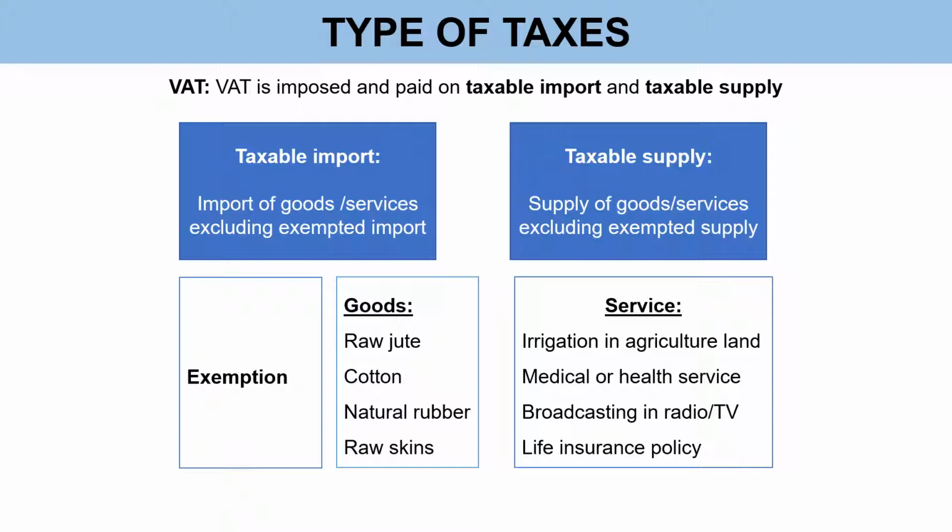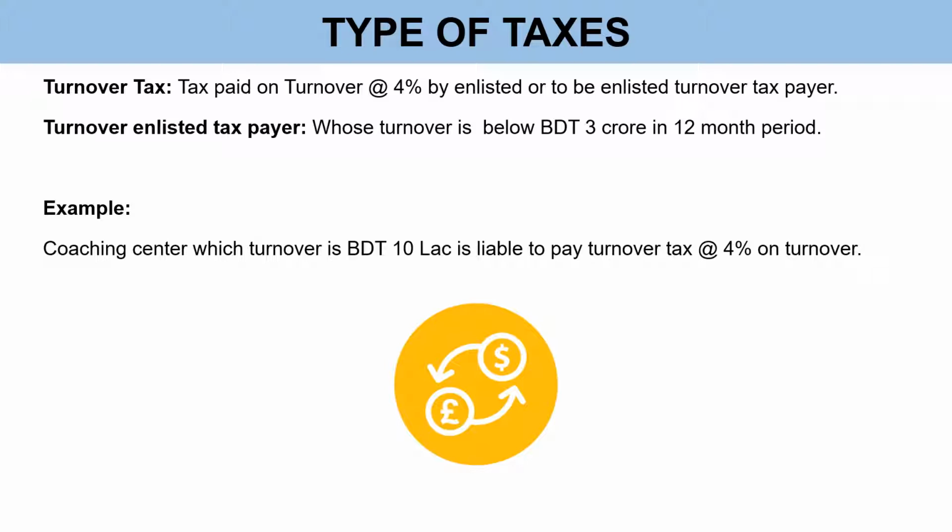First one is VAT, which is paid on taxable import or taxable supply. Here you can see what is taxable import and taxable supply. Basically, all imports are taxable imports and all supplies are taxable supplies if they are not exempted. Here I'm showing a few goods and services which are exempted from VAT. Goods are mainly raw or natural items, for example, raw cotton, and the services are mainly life essential or agricultural services, for example, irrigation. Exemption lists are mentioned in the schedule.